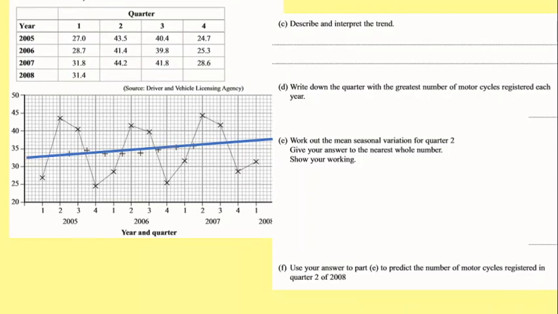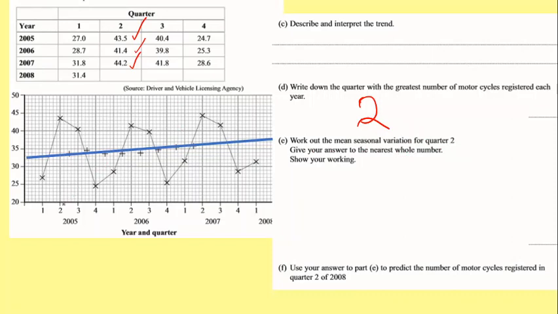Write down the quarter with the greatest number of motorcycles registered each year. Now I'm actually going to use my table for that. If I look at year 1, my greatest one is going to be 2. If I look at year 2, it's going to be 2 again. Year 3, it's going to be quarter 2, so the answer is just quarter 2. Work out the mean seasonal variation for quarter 2. Give your answer to the nearest whole number.